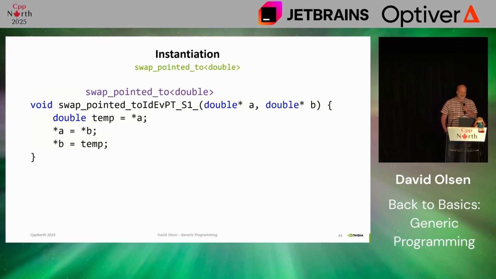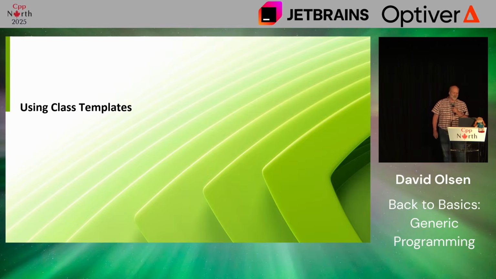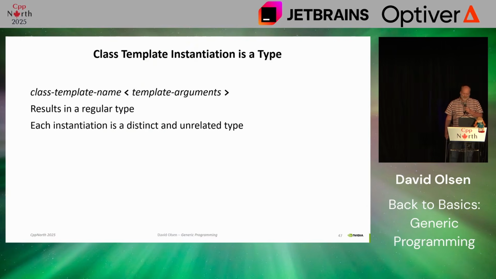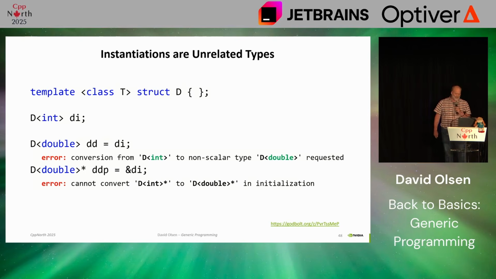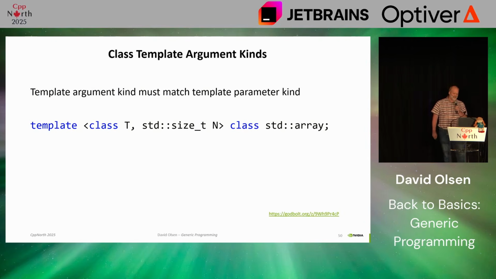Instantiation of a function template gives a complete function definition. Example of a function template instantiated with double. Substitution failure is not an error. Instantiation failure is an error. Using class templates. Each instantiation is a separate type. Different instantiations of the same template can't be implicitly converted, even if the arguments are closely related types.